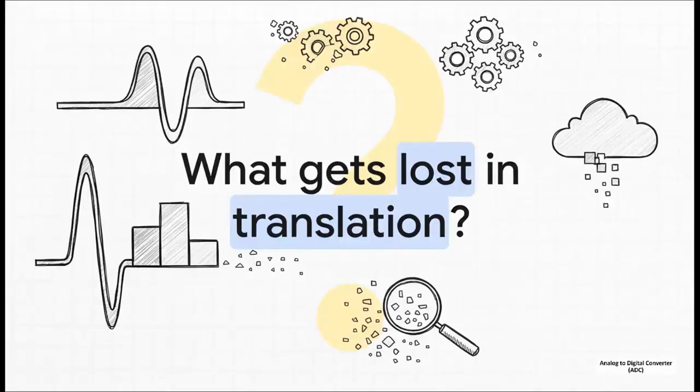Which leaves us with one last big thought. We've seen that the digital version of anything is just an approximation of the real thing, with tiny bits of information lost along the way. So it makes you wonder, if our entire digital world is built on these approximations of reality, what else might be getting lost in translation?